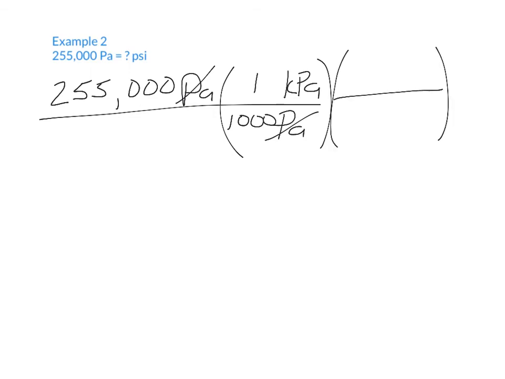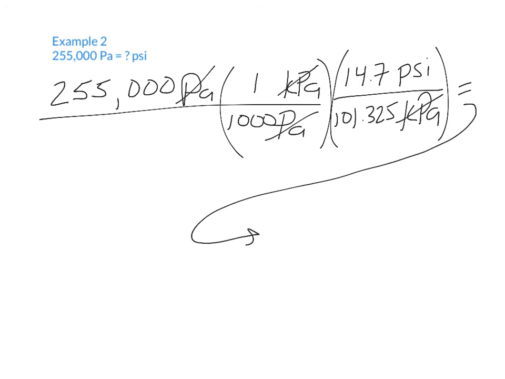We'll put that unit in the denominator because it will cancel, and we can now convert to pounds per square inch, PSI. Look at your conversion factor to get the proper numbers, 14.7 for pounds per square inch and 101.325 for kilopascals. Kilopascals will cancel. We'll now use our calculator to determine the final answer.